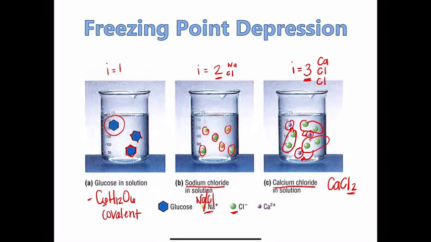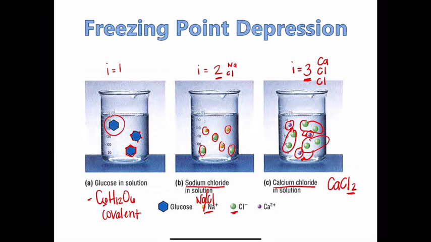If you add 1 mole of sodium chloride, okay, it's still the same number of particles, because remember, that's what a mole is. It's 6.022 times 10 to the 23rd particles, okay?